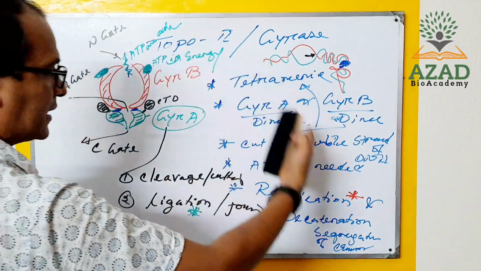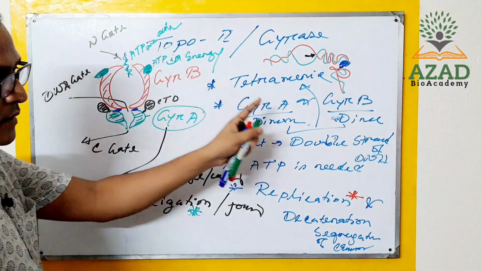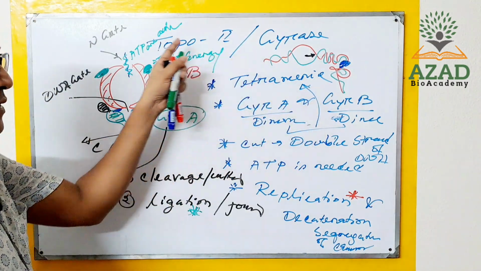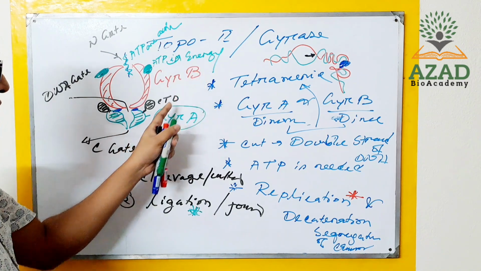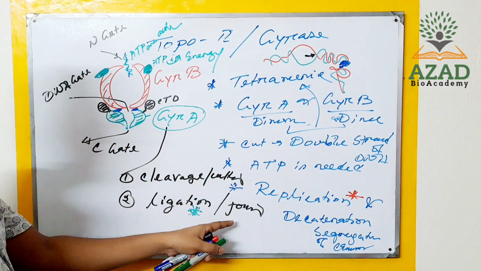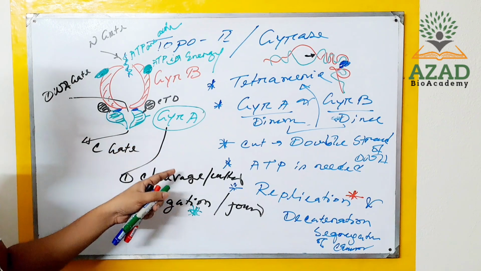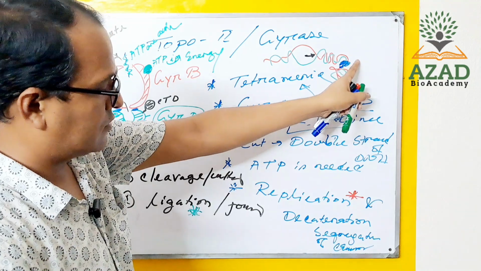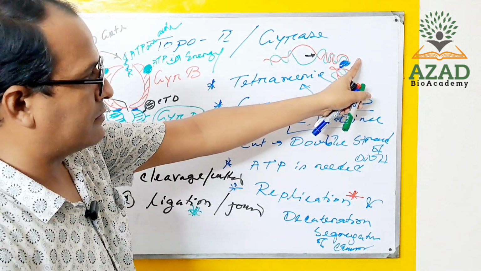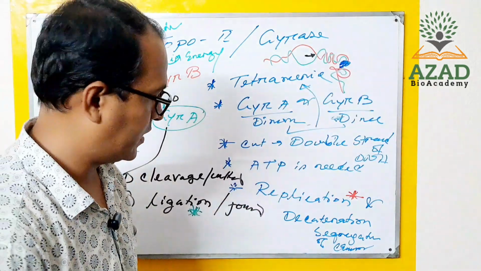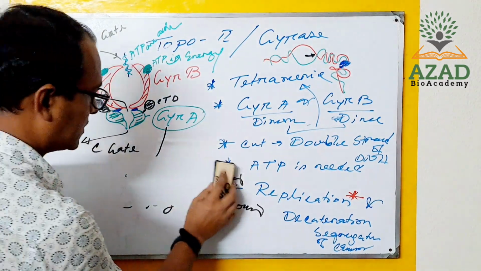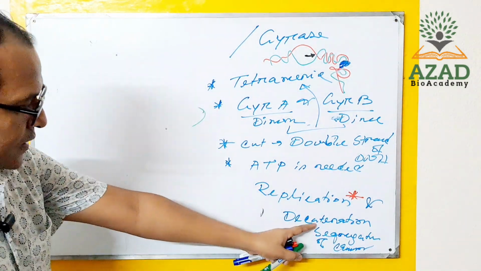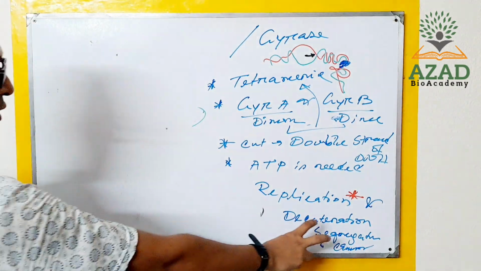So it is basically tetrameric. It has two subunits, gyrase A and gyrase B. Gyrase B is basically responsible for the hydrolysis of ATP, that is energy production, and gyrase A is responsible for cutting and ligation. Energy is very important, and during that part it will basically work on the positive supercoiling to resolve it by making it negative supercoiling and finally unwinding. Another function is that it also works on the decatenation or segregation of the chromosome.